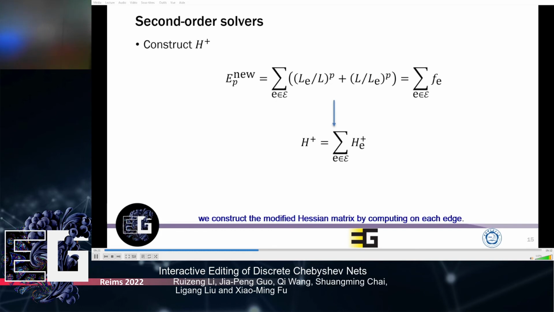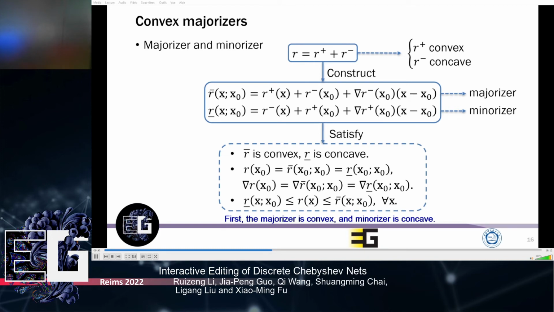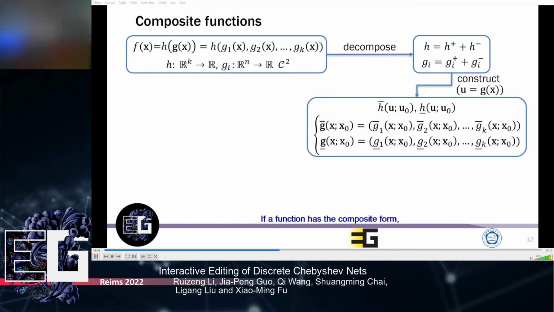Since our objective function is the sum of the energy on each edge, we construct the modified Hessian matrix by computing on each edge. We propose a novel convex majorizer for our objective function. First, if a function can be decomposed as the sum of a convex function and a concave function, then we can construct the majorizer and minorizer of the function at a point x sub 0. They satisfy the following properties. First, the majorizer is convex and the minorizer is concave. Second, their values and gradients at x sub 0 are all equal to the original function. Third, they can constrain the value of the original function globally.